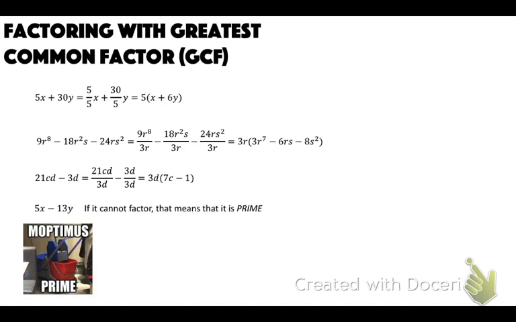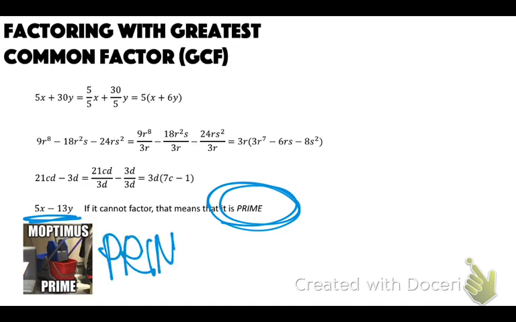If it cannot factor, that means that it is prime. So this is prime. Okay? If it can't factor, just literally all you have to write is prime. You could even write exclamation point if you want. Okay?